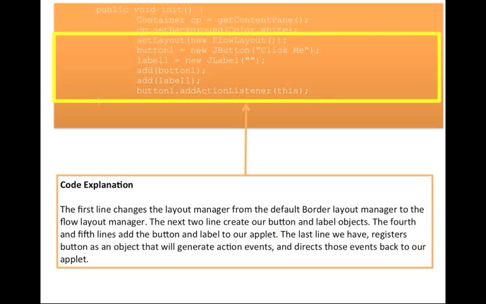Finally, we go ahead and change the layout manager. We talked a little bit about layout managers in the past. There are a number of layout managers that will automatically lay your controls out on your window or, in this case, applet. We are changing from the default JApplet layout manager of border layout to flow layout. We are creating our previously declared button and label objects. We're adding them to the applet, and we're registering the button to handle events.